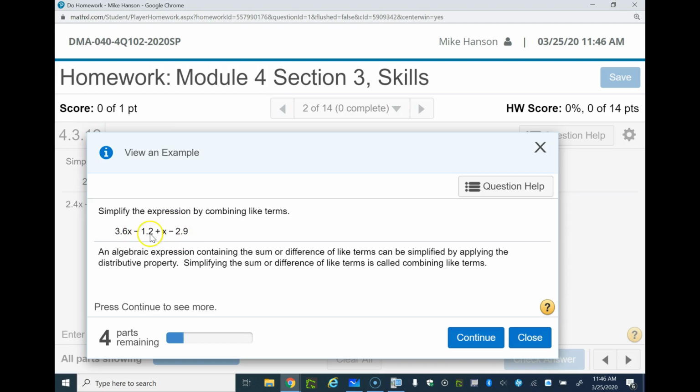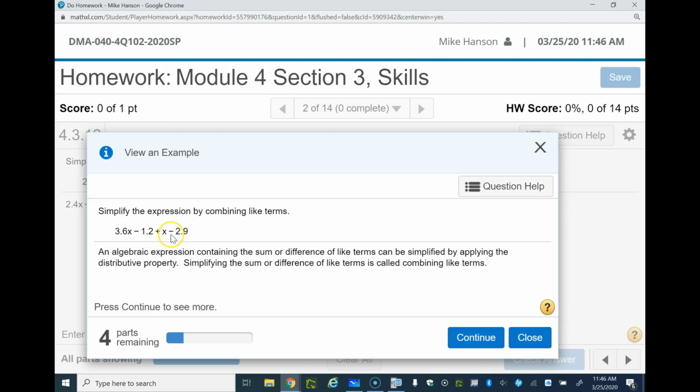So when you're actually writing this problem down, it'd probably be good if you use colored pencils or shapes. If you want, put all the x's in boxes, and then maybe put the regular numbers in circles. That way you know which two you're actually trying to combine together. So for this one here, I'm taking negative 1.2 and subtracting it by 2.9.